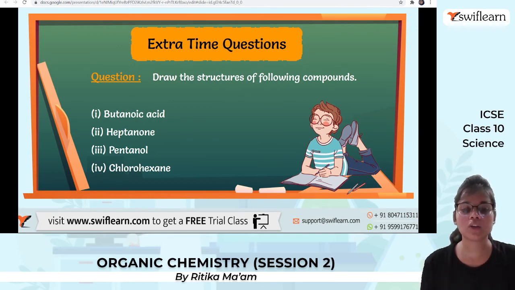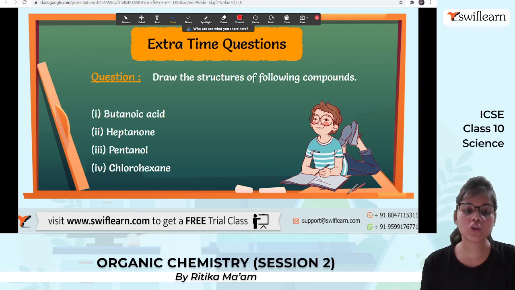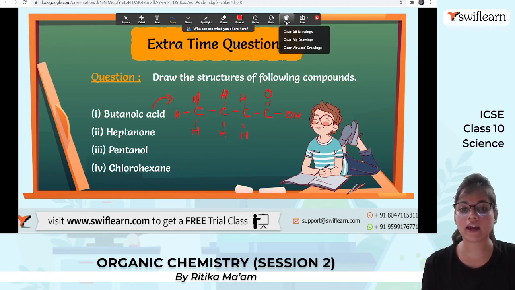So now we are going to do a small activity to see what we have learned. Draw the structures of the following compounds. First is butanoic acid. Butanoic acid means first of all 4 carbon atoms, and next is the COOH group. So it will be like 1, 2, 3, 4. This particular carbon atom will have this functional group, oic acid, and then we will just fill in the valencies to satisfy the valency need. So this becomes the structure of butanoic acid.